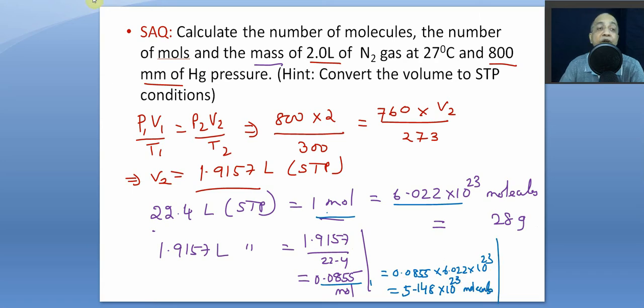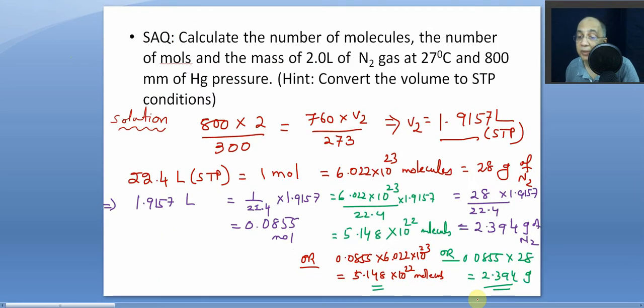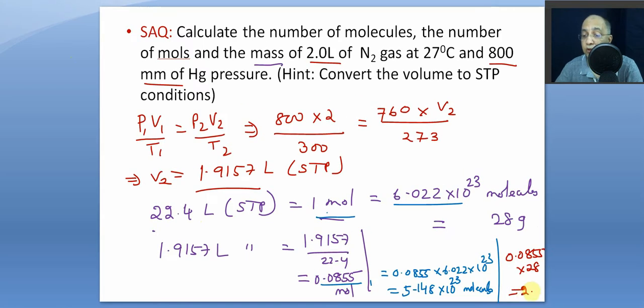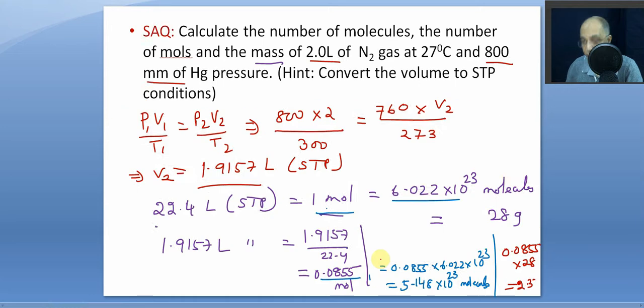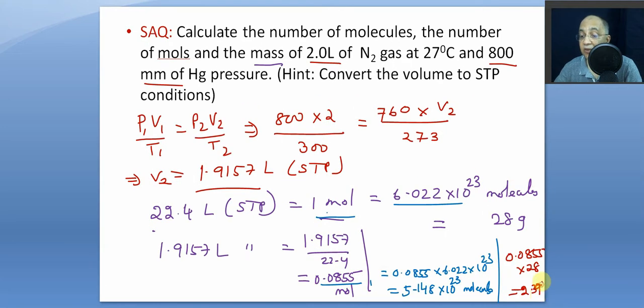And immediately we can also find the mass. The mass will be the number of moles into molecular mass, which is 28. Not 28 by 22.4, but into 1.9157. Once you get the number of moles, the mass is coming to 2.394 gram. So it is nearly 2.4 gram, 2.394 gram.